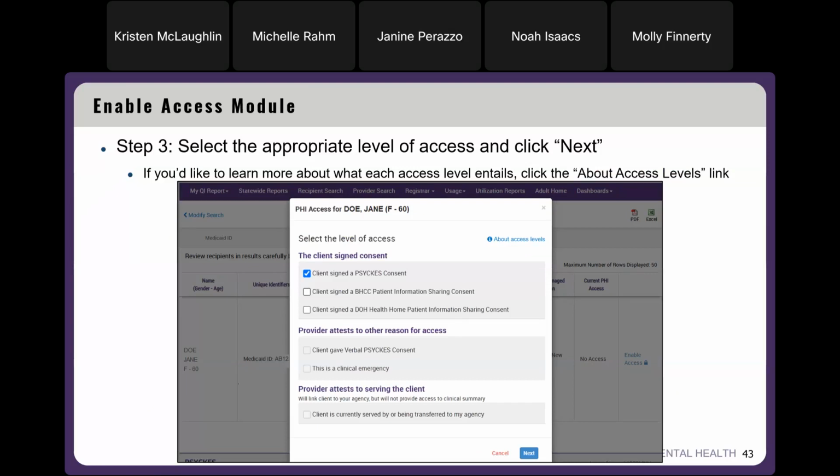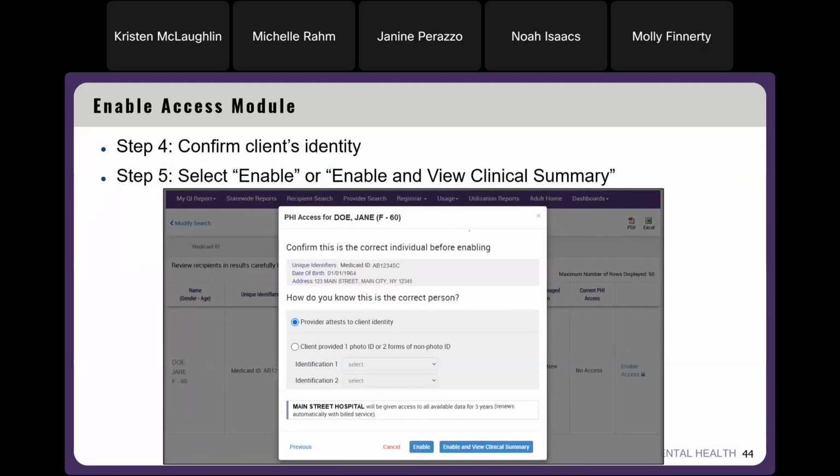Here in this example, I'm going to have Jane Doe, she signed the PSYCKES consent form. It was part of the intake package. I included it and we went over it and she signed it. So I'm going to have that be selected. The next question I have to make sure is I'm confirming that this is the Jane Doe. So Jane Doe, yep, that's her address, that's her date of birth, that's her Medicaid ID. I'm going to attest that, yes, this is the correct person, or I could select the other option saying like, nope, she provided me a driver's license or 2 other forms of non-photo ID, and that's how I know Jane Doe is who she is.